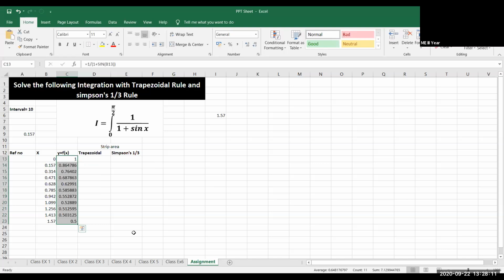After that, you just apply the trapezoidal formula and Simpson's 1/3 formula. For the trapezoidal formula, the first cell value is 0, and you apply it here. But for Simpson's 1/3 rule, you have to apply the formula here. Just keep in mind, otherwise you will get the wrong result. And after that, for Simpson's 1/3 rule, you have to remove the alternate values.